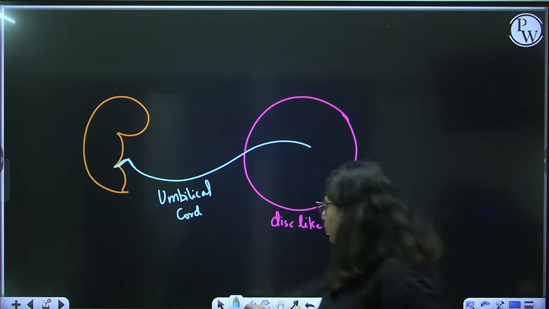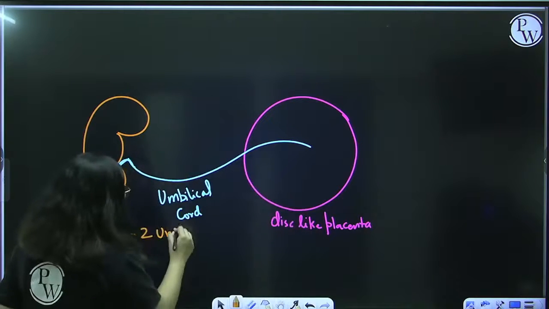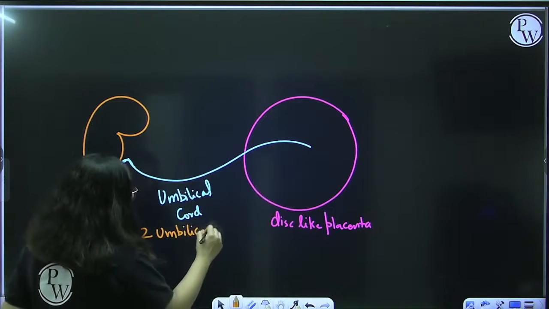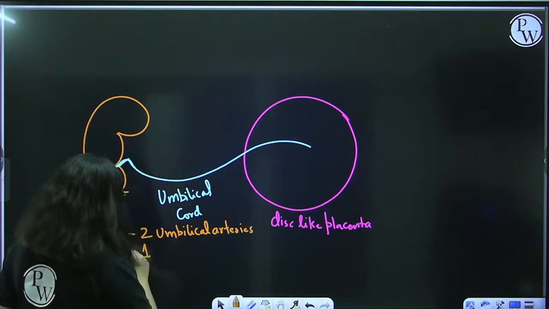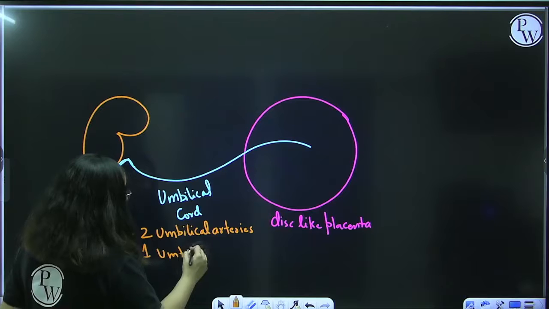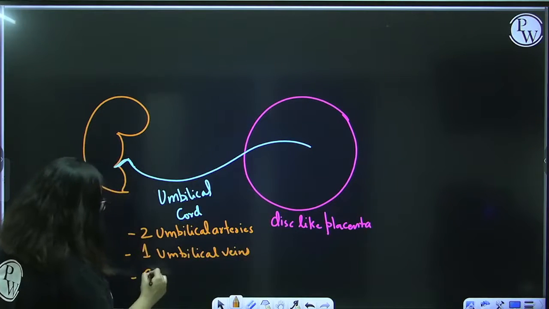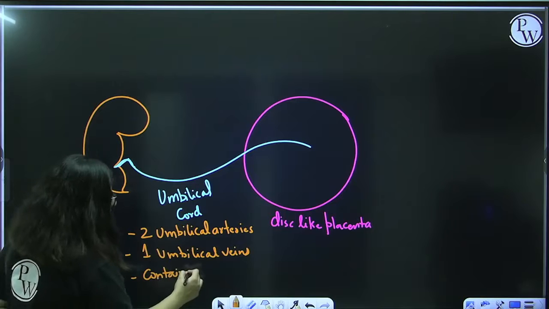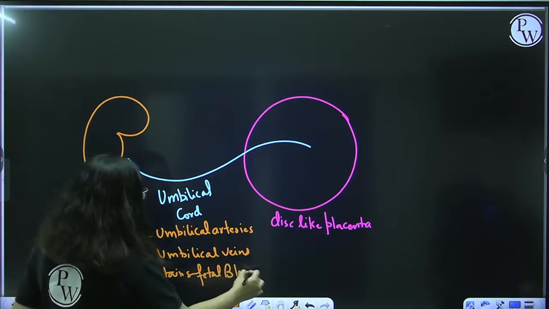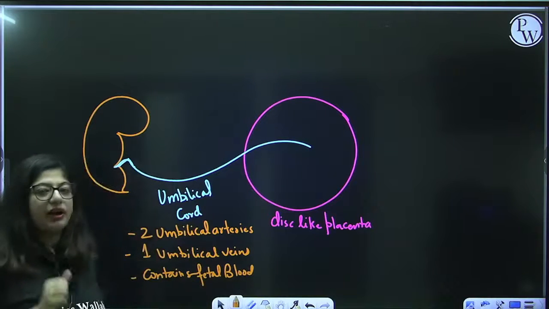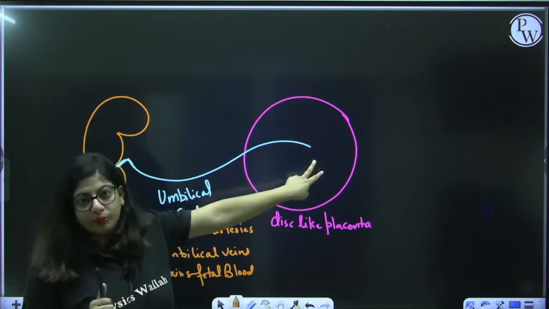Now what does umbilical cord have? Umbilical cord contains two umbilical arteries and one umbilical vein. And since they are blood vessels, they will be containing fetal blood. So no mother's blood is present in the umbilical cord, the blood is fetal blood. So exchange of everything will take place over here through placenta, right?